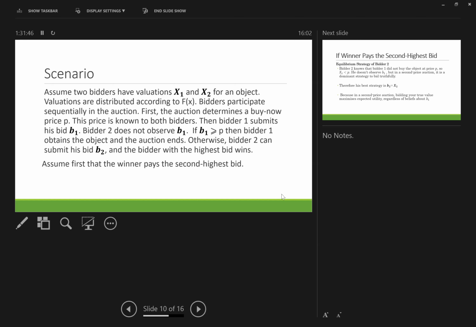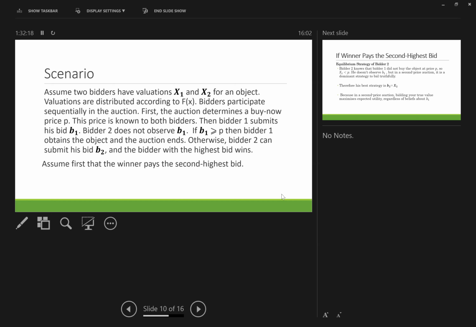So if bidder 1's value, or how much the person values this item, is greater than or equal to the price ceiling or the buy now price, which is P, then obviously bidder 1 wins, right?